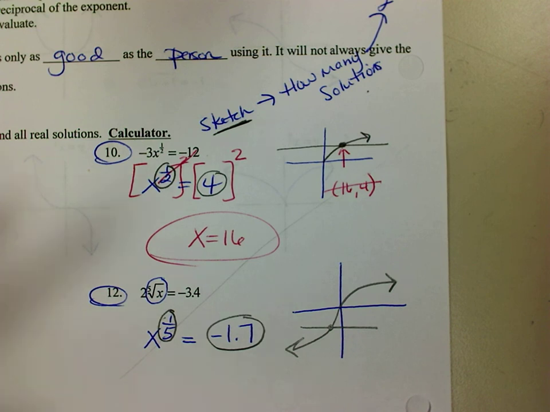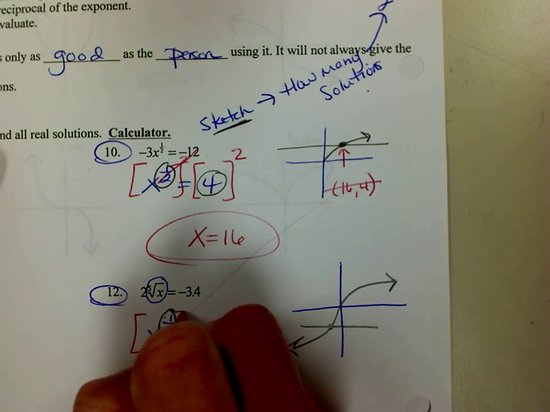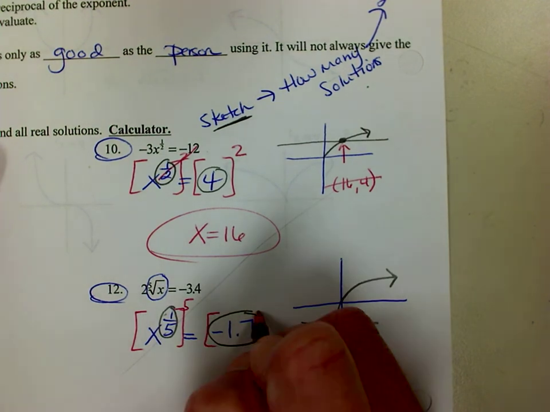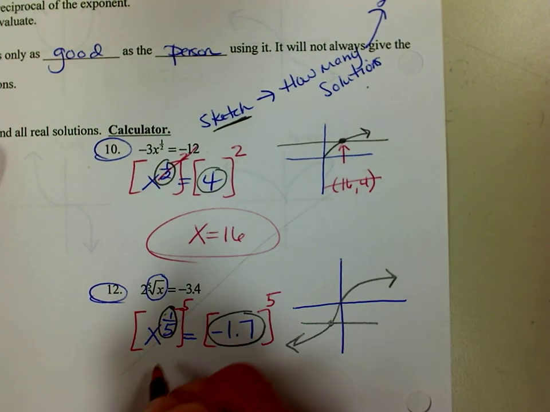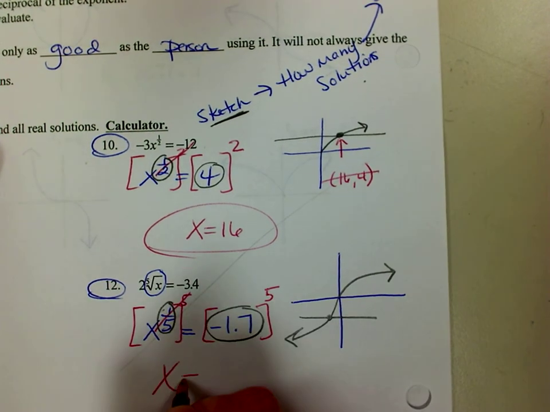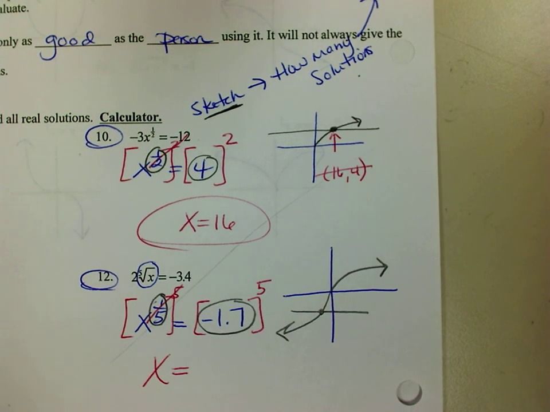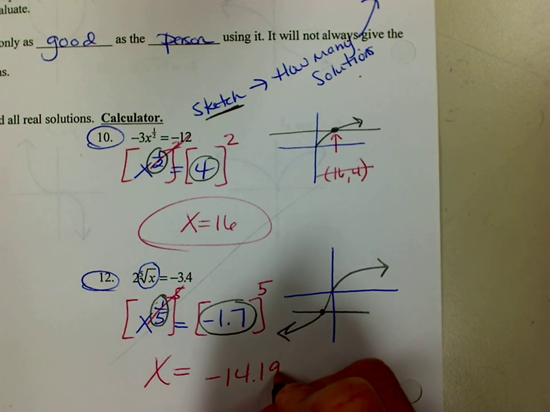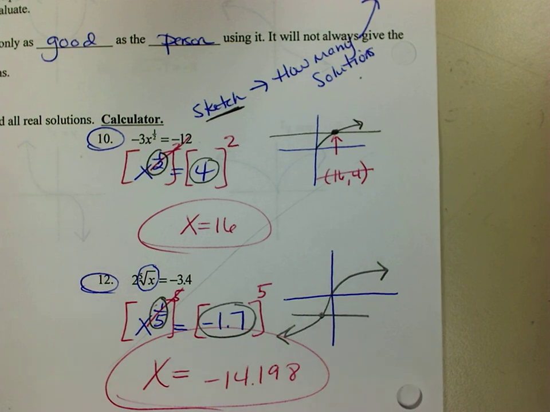So to get my one solution, I'm going to take my exponent and do the reciprocal, to the 5th power. That cancels out. All I have to do now is put that in my calculator. Negative 1.7 to the 5th power is negative 14.198. Three decimal places is all I need to see.